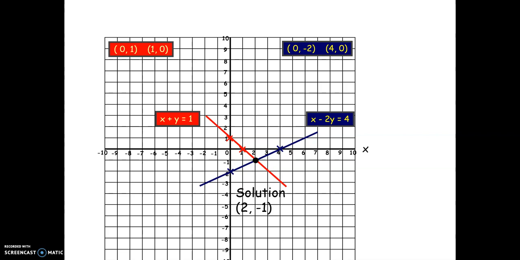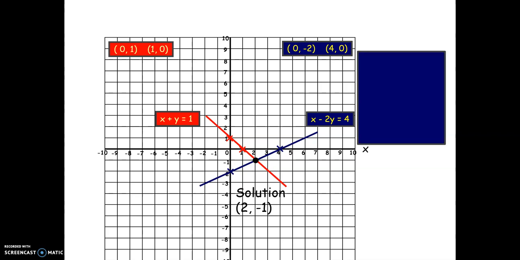What you should always do is double check that your solution makes sense for the lines that you've got. So to check, we substitute the values of the coordinate, so x equal to 2 and y equal to -1, into the equation of each line. So we start off with the left-hand side. So replace the x coordinate with 2 and the y coordinate with -1.